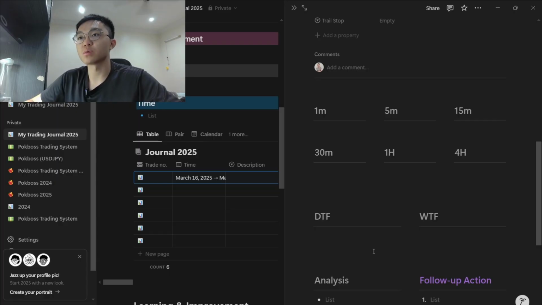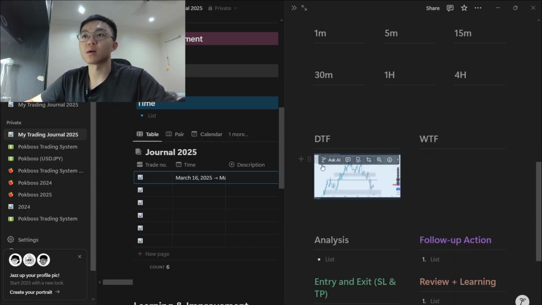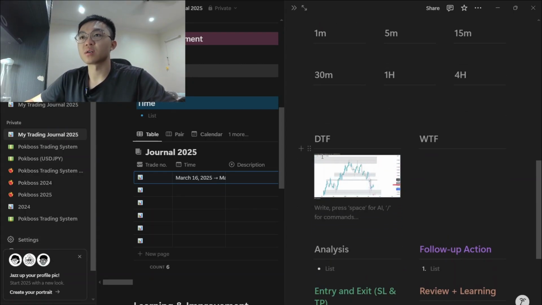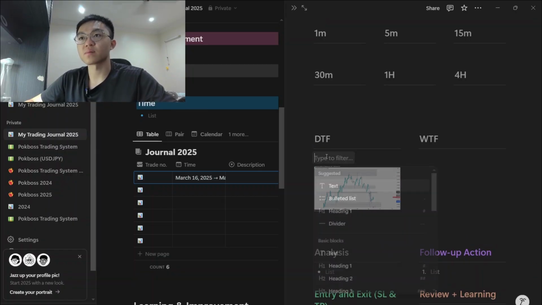Alright, and then when I go to this Notion, I can just paste it on the daily time frame. Okay, and then wait for it to upload. Yeah, 100%. Okay, let's say if this trade is after, you can just put it over here after.